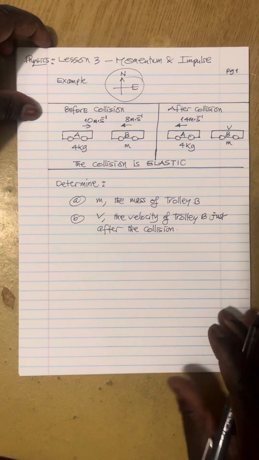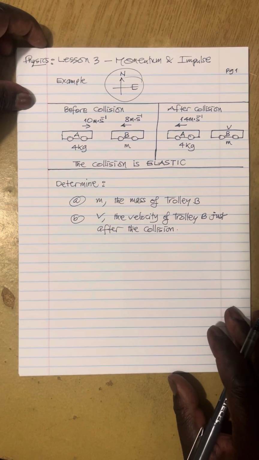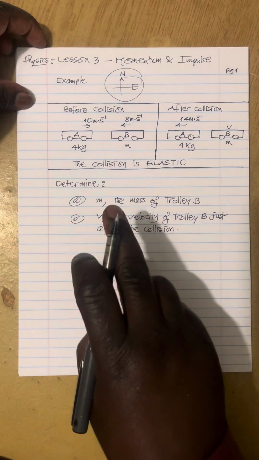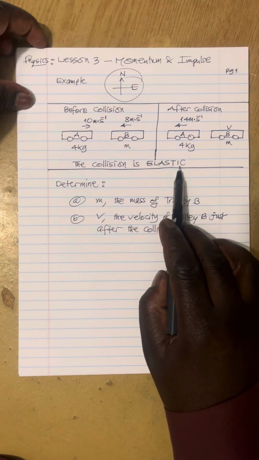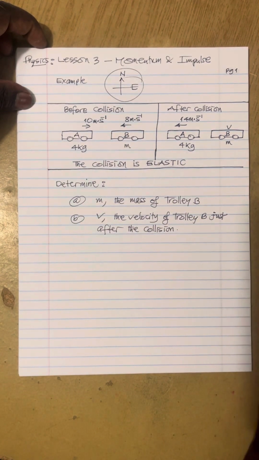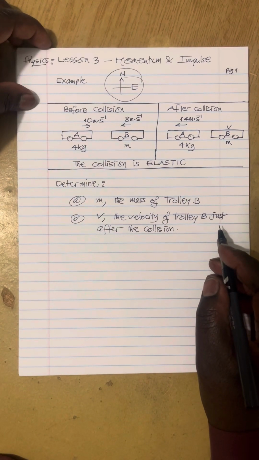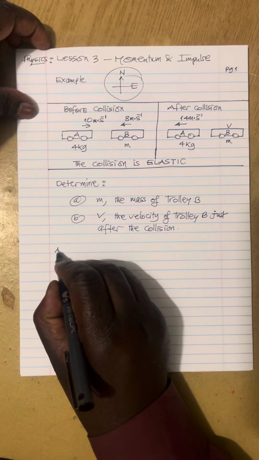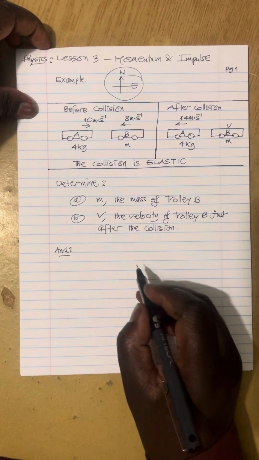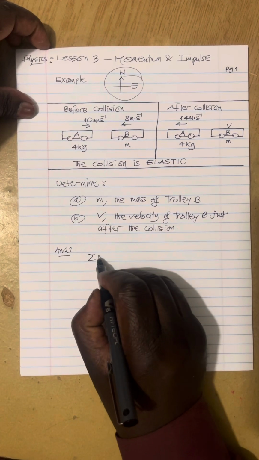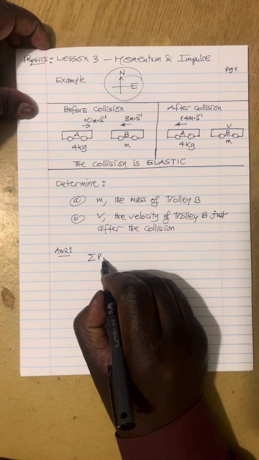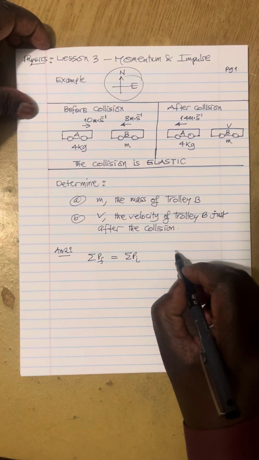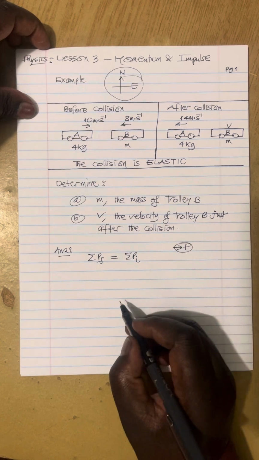Well, we operate from two principles. Like I said in the previous lesson, questions of this nature where you are told the collision is elastic, you operate from two principles. One, we assume the system is isolated, and therefore the law of conservation of linear momentum applies, and that's where we start from. So the answer says total linear momentum final is equal to total linear momentum initial. Let's choose the right as positive.